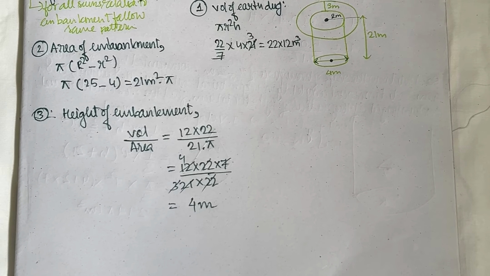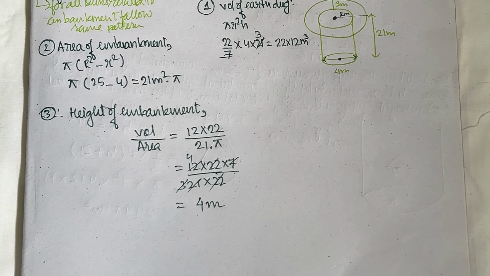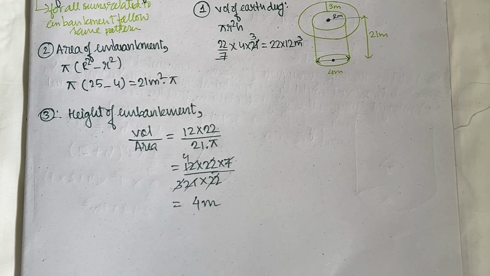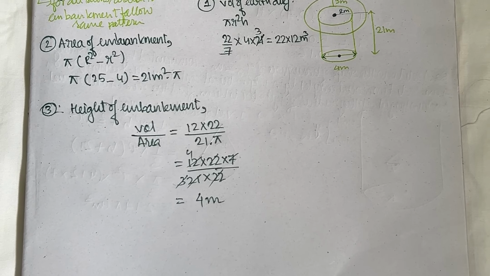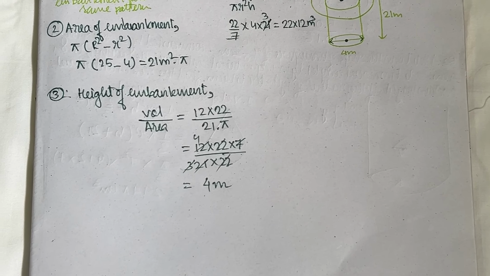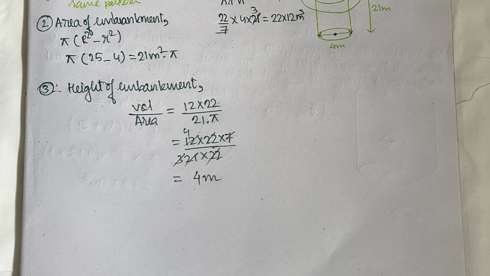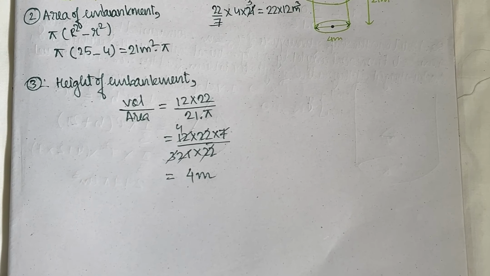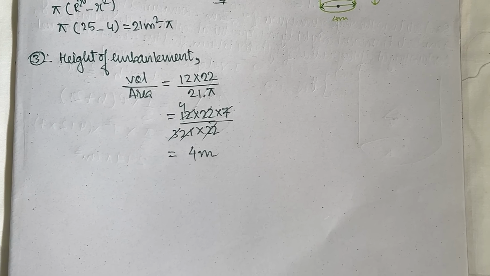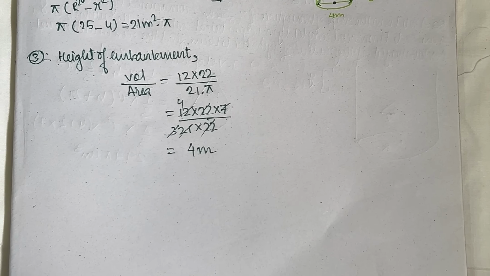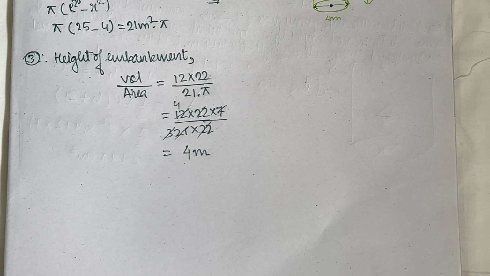Now for the area of the embankment, we know pi into capital R square minus r square. That is pi into 25 minus 4, that gives 21 meter square into pi. I am not simplifying the pi value here. As we require the height of the embankment, we know height is equal to volume by area. Putting the values and simplifying, we get 4 meter.